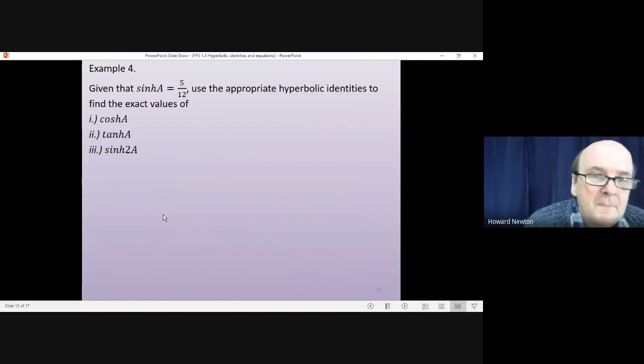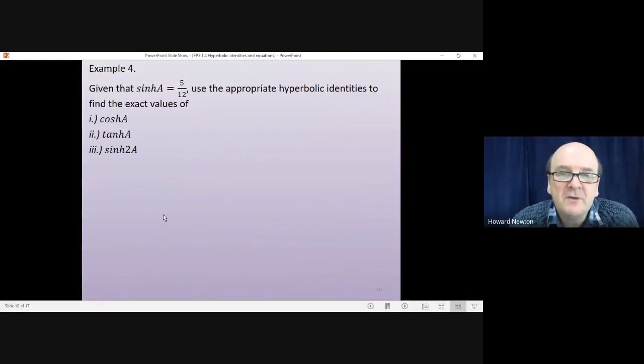Okay, example 4. Given that sinh a is equal to 5 over 12, use the appropriate hyperbolic identity to find the exact values of cosh a, tanh a, and sinh 2a. Now, none of these are too difficult if you use the right identity, but I'll let you have a go at working that out yourself. So pause the video, see if you can make sense of this, and then come back to me when you're ready.